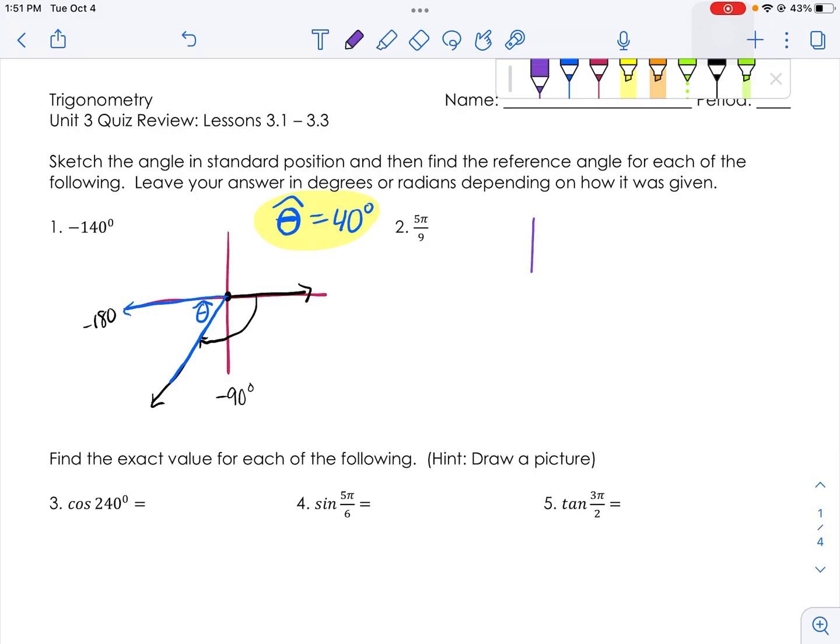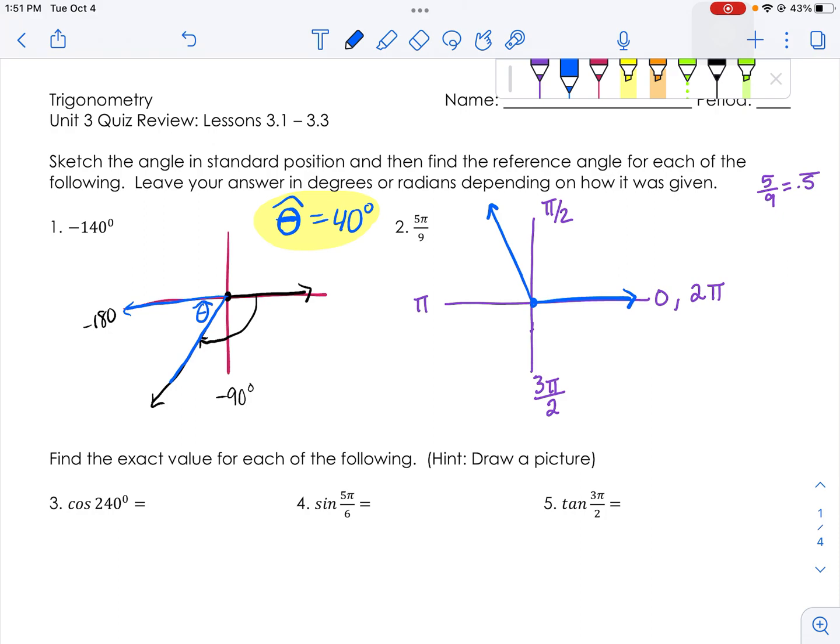In radians, 5 pi over 9, I'm going to sketch that first. In radians, it's positive, so I'm going to go around this way: pi over 2, pi, 3 pi over 2, and then back to 2 pi. So 5/9 as a decimal is like 0.5 repeating, so it's just over a half. Here's our initial side, and then it's going to be just bigger than a half. That's 1/2 pi, so 5/9 is just a little bit bigger than 1/2.